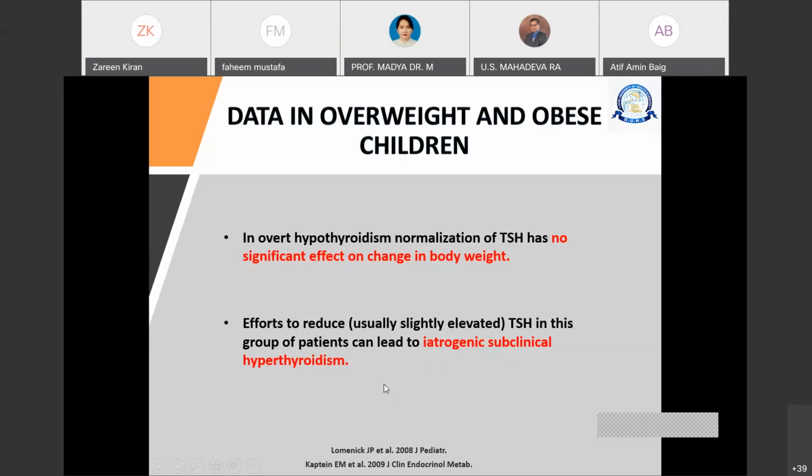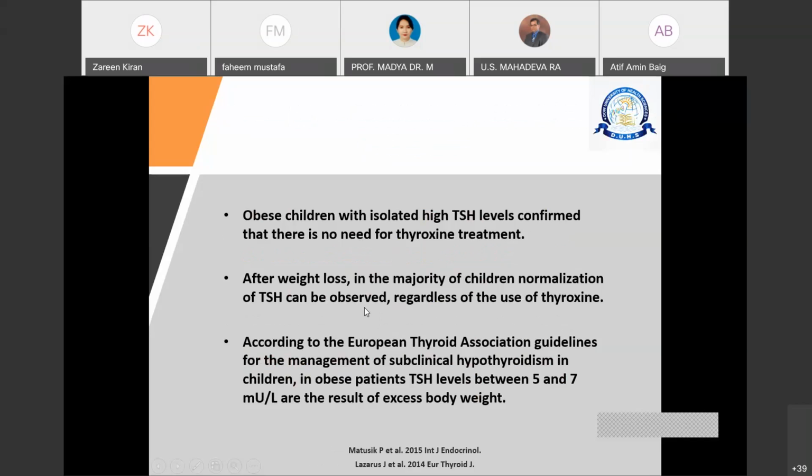So be careful with the biochemical value and see what other factors are. This is the area, this is the research aspect where children with obesity need to be addressed. Obese children with isolated high TSH levels confirm that there is no need for thyroxine treatment. Once they start losing weight, the majority of children can have normal TSH levels in the follow-up, regardless of whether they took the thyroxine or not. This was studied. There is data on that.